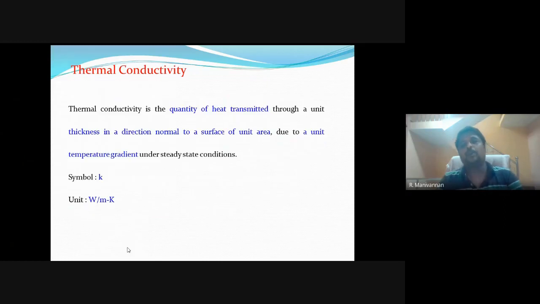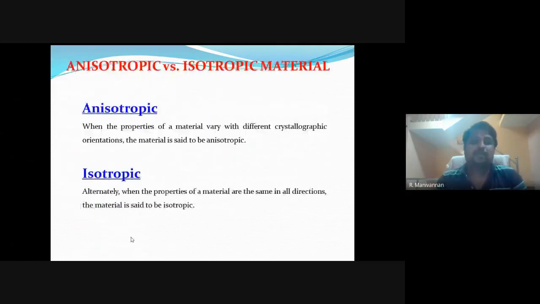Now I want to explain about isotropic and anisotropic material. What is meant by that? What is the difference between isotropic and anisotropic material? Anisotropic means when the properties of the material vary with the different crystallographic orientation, then the material is said to be an anisotropic material.